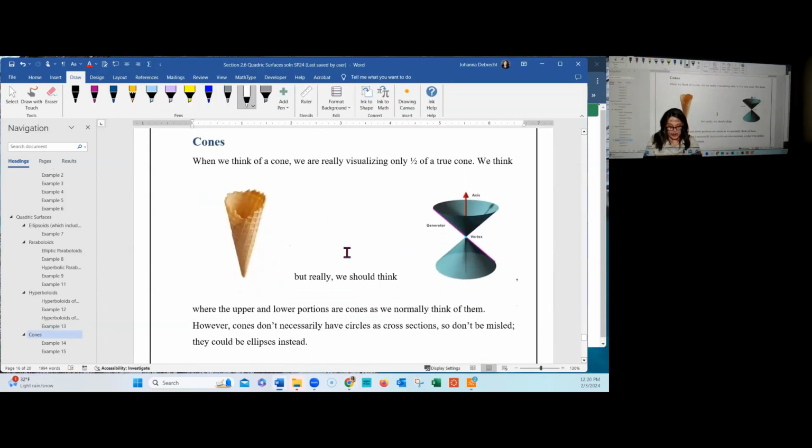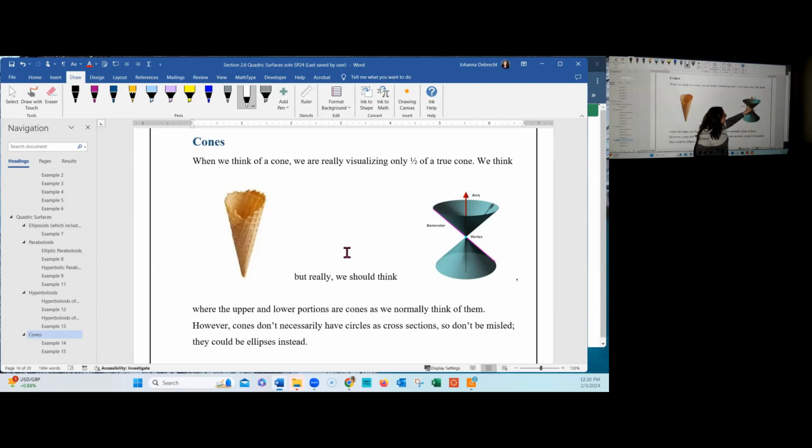The last type that we want to talk about that's a quadric surface would be a cone. Now, when we think of a cone, we're actually only visualizing half of a cone. A double napped cone has a funnel shape on top and on bottom. It has a point, which is the vertex where the two funnels meet, and it has an axis of symmetry, which runs through the center of it.